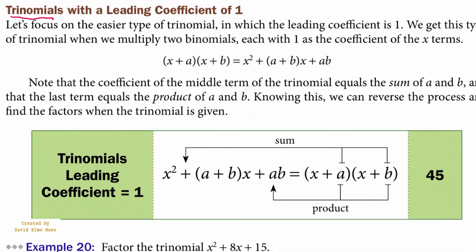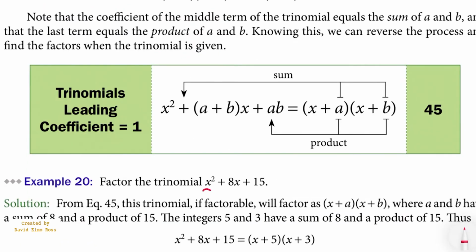Let's look at trinomials that are very simple with a leading coefficient of 1, such as x squared plus something x plus ab. And the way we get this is we have a factor of x times x, which is our x squared. We have outside, which is bx. We have inside, which is ax, and finally last, which is our ab.